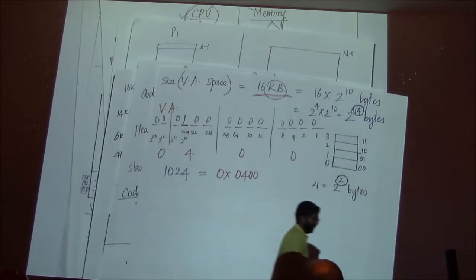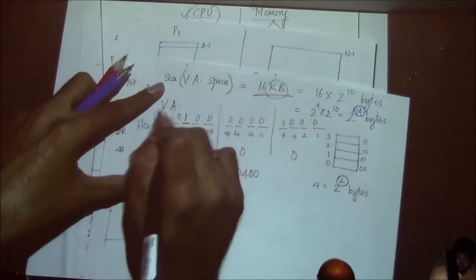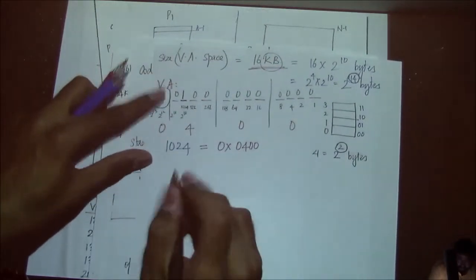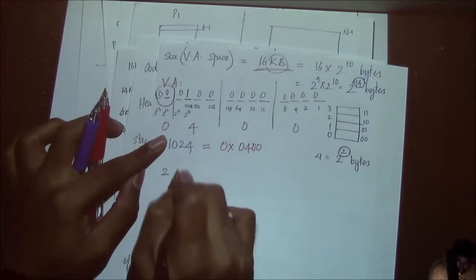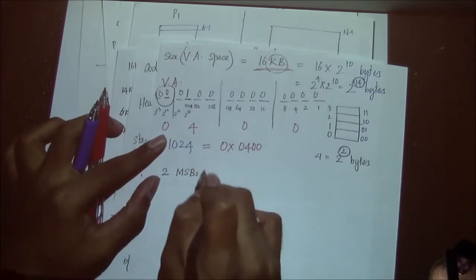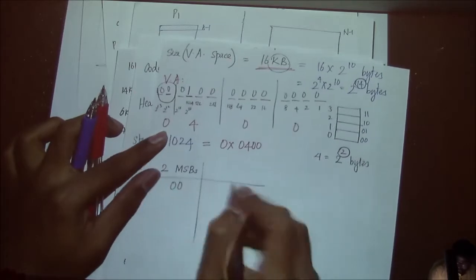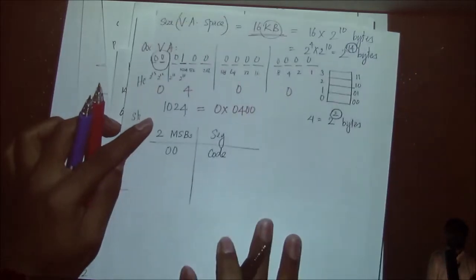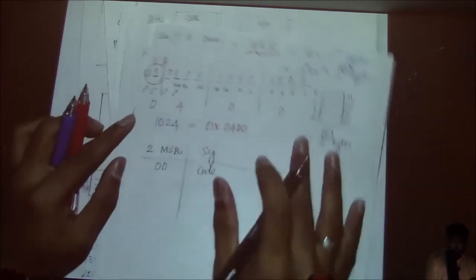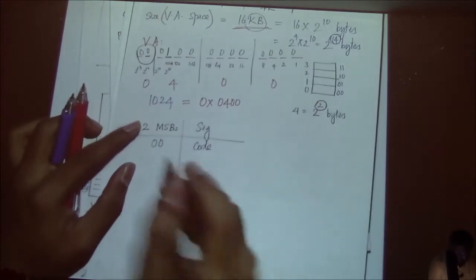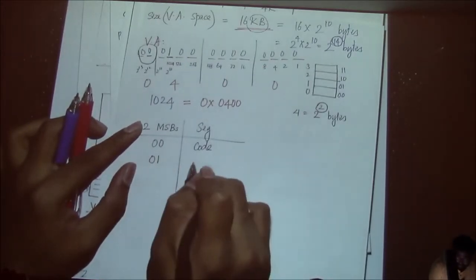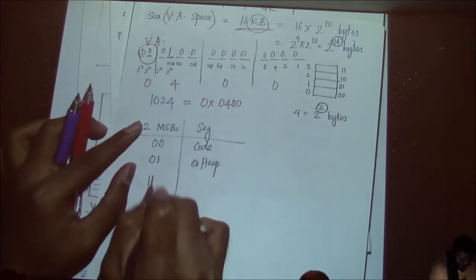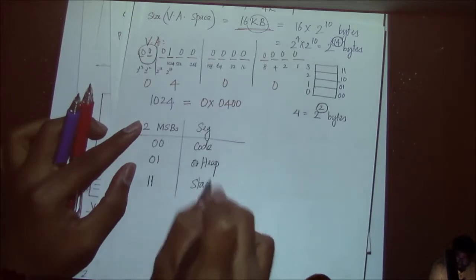In this case, the 2 bits are these most significant bits, the 2 MSBs. If they are 0, 0, then the segment they correspond to is the code segment. If the most significant bits are 0, 1, then they correspond to the heap segment. And if the most significant bits are 1, 1, they correspond to the stack segment.